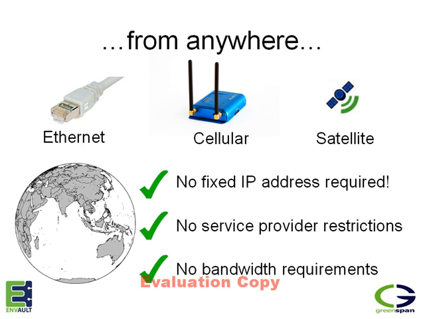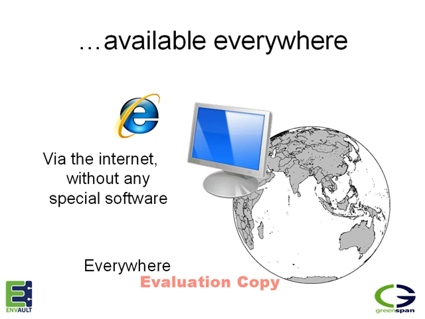And there are no bandwidth requirements, so in some systems the performance depends exclusively on the bandwidth from the site location to the collection computer. In this system, Greenspan have provided high bandwidth availability from the servers, so you don't need high bandwidth connections to your site. And available everywhere means via the internet without any special software. Through your normal internet browser you can connect to the ENVAULT system, and that can be at your desk through your normal computer system, or it could be an emergency response unit out in the field with a satellite transceiver. Available everywhere.